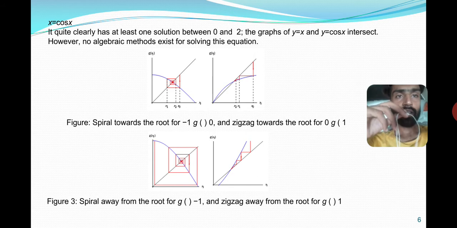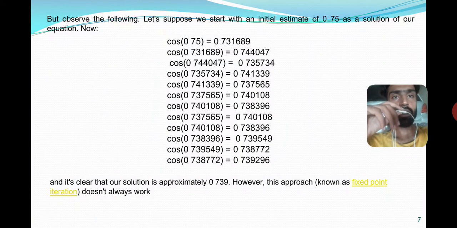Here is the figure: spiral toward the root for g'(x) in (-1, 0) and zigzag toward the root for g'(x) in (0, 1). Figure 3: spiral away from the root for g'(x) less than -1 and zigzag away from the root for g'(x) greater than 1. But observe the following.